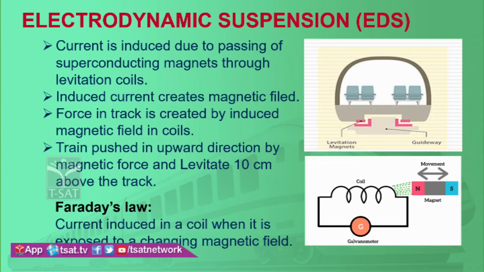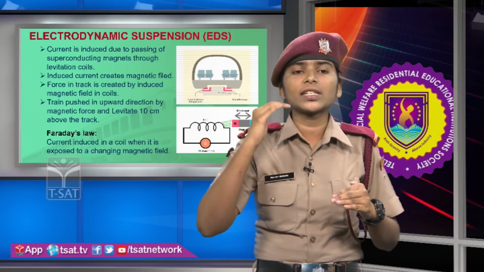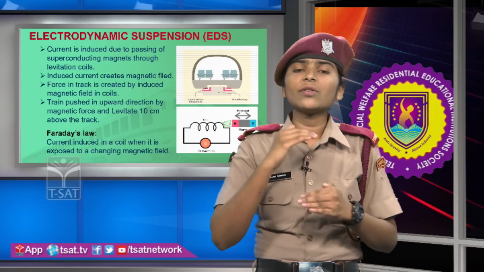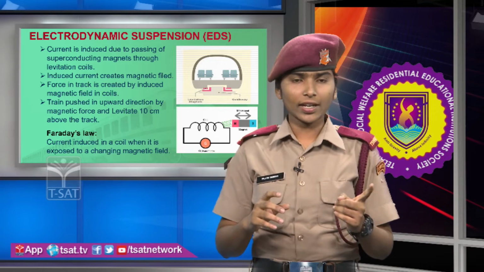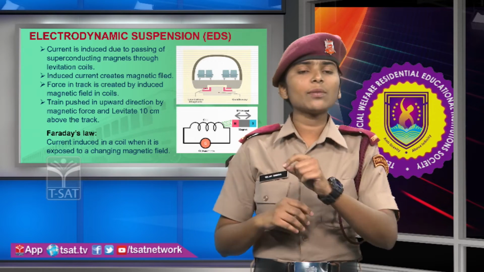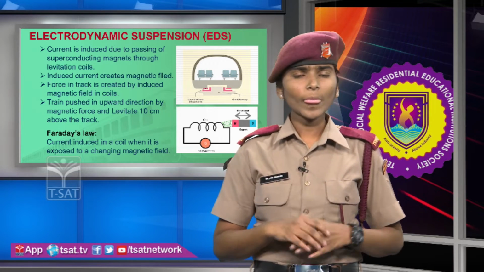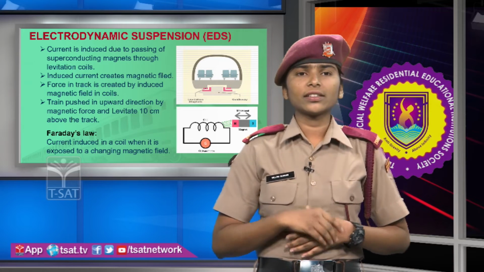The force in the track is created by the magnetic field in the coils, therefore the train is pushed in an upward direction. The train levitates 10 centimeters above the track. This is the principle behind the maglev train levitation. Electrodynamic suspension plays a vital role in levitating the train. Till now I have explained in theory.